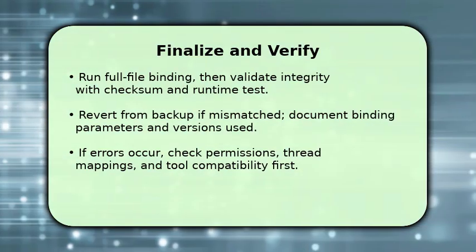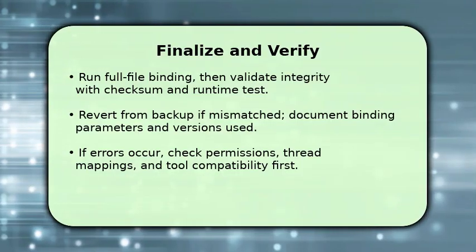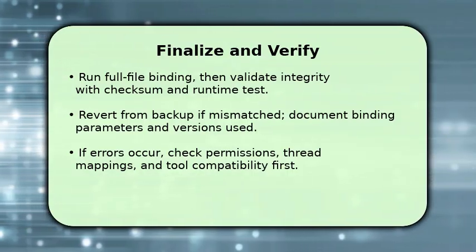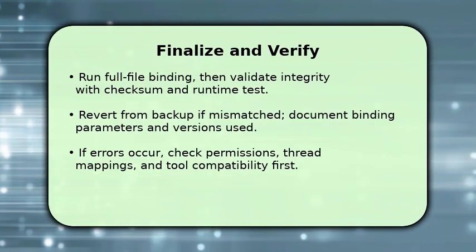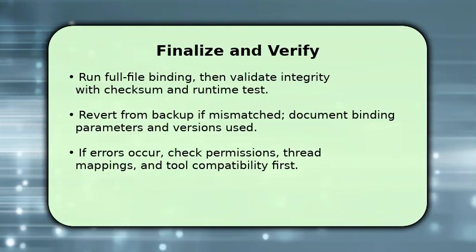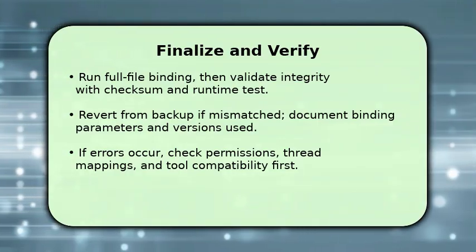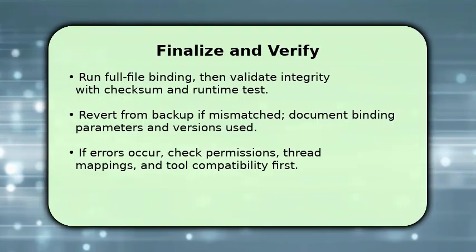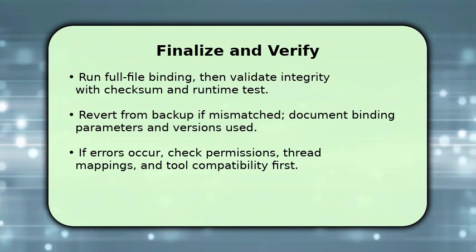You finish by running the full file binding and immediately validating integrity with a checksum and a quick runtime test. Make sure the bound threads behave as expected under normal load. This confirms the binding succeeded. If anything looks off, revert instantly to the backup and compare differences to isolate the fault. Finally, document the exact binding parameters, tool version, and any flags used so you can replicate or troubleshoot later. One tip: if binding fails, recheck permissions, mappings, and compatibility first.